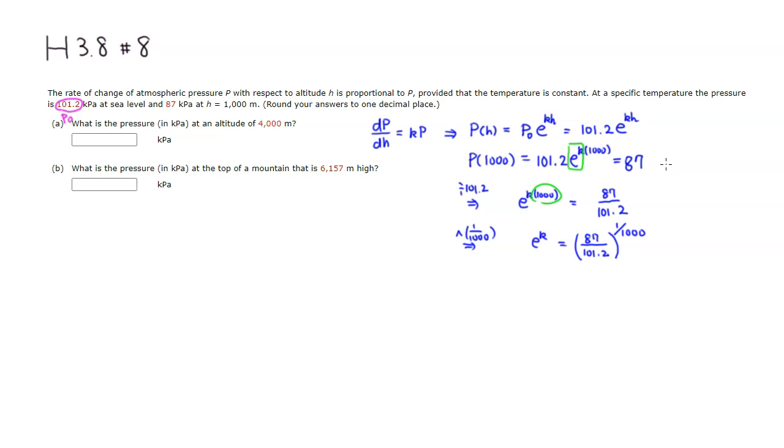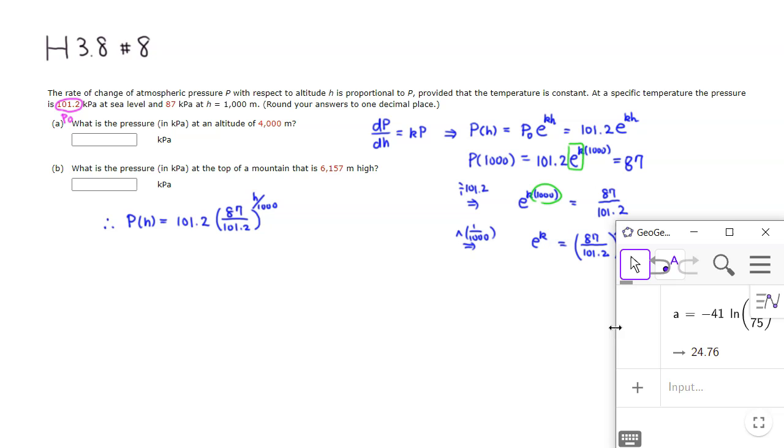So we have this function here. Therefore P of H is going to be equal to 101.2, and e to the k we just found to be 87 over 101.2, raised to the h over 1000. Right? So I'm going to bring up GeoGebra here.